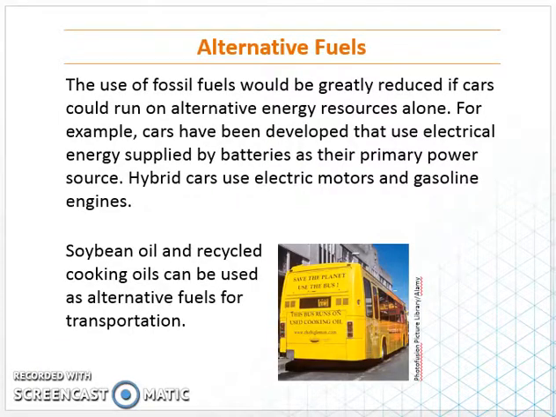The use of fossil fuels would be greatly reduced if cars could run on alternative energy resources alone. For example, cars have been developed that use electrical energy supplied by batteries as their primary power source. Hybrid cars use electric motors and gasoline engines. Soybean oil and recycled cooking oils can be used as alternative fuels for transportation as well.